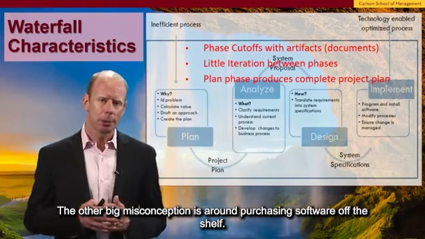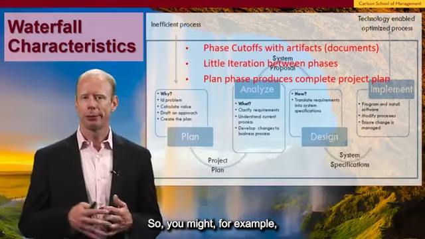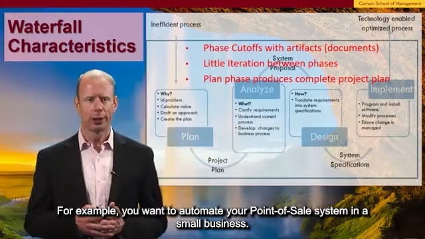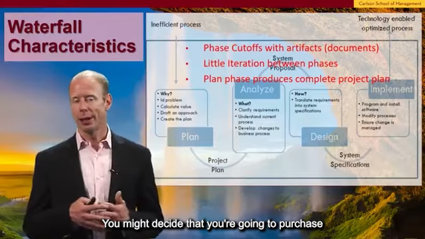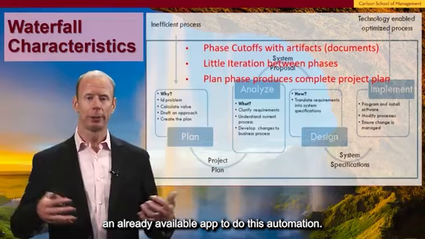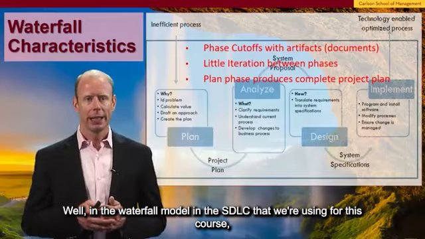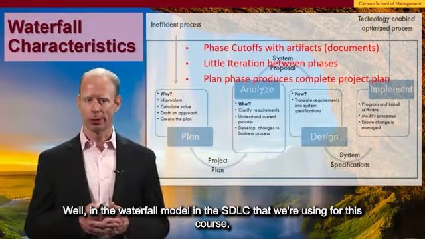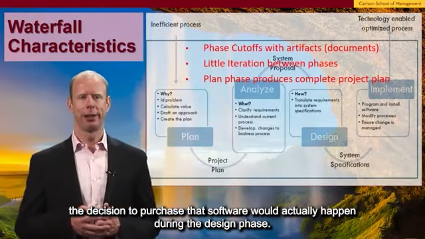The other big misconception is around purchasing software off the shelf. So you might, for example, want to do a systems improvement project. For example, you want to automate your point of sale system in a small business. And you might decide that you're going to purchase an already available app to do this automation. Well, in the waterfall model, in the SDLC that we're using for this course, the decision to purchase that software would actually happen during the design phase.